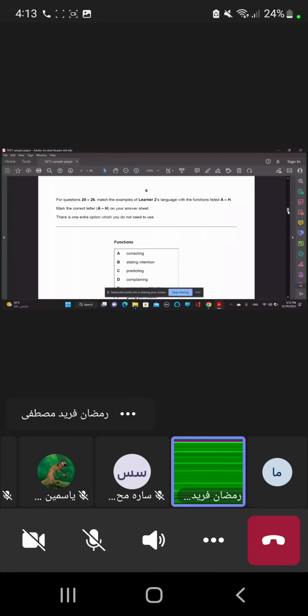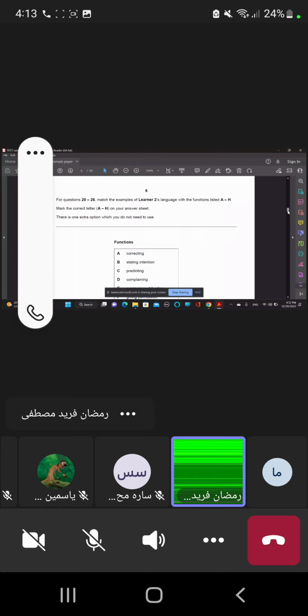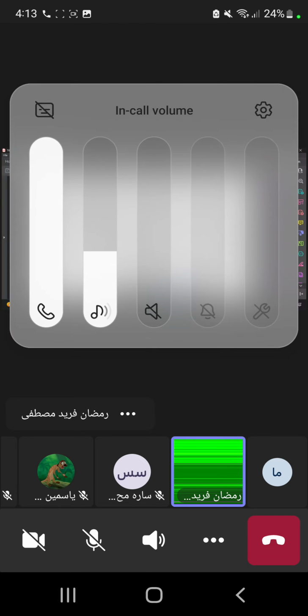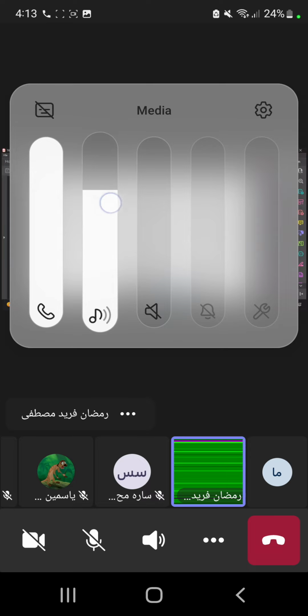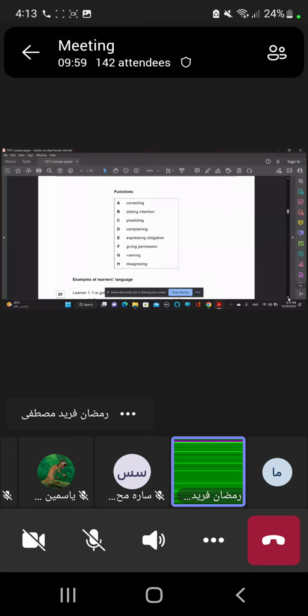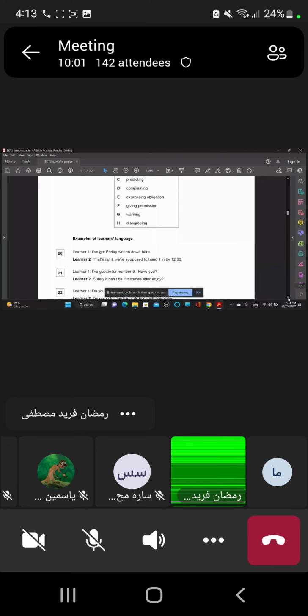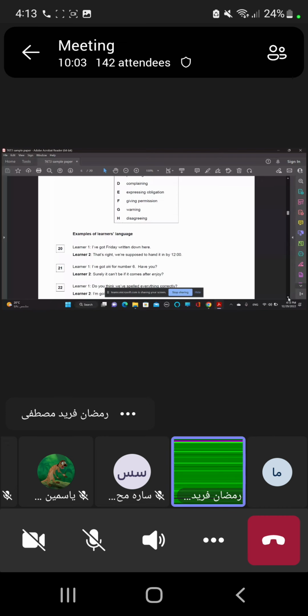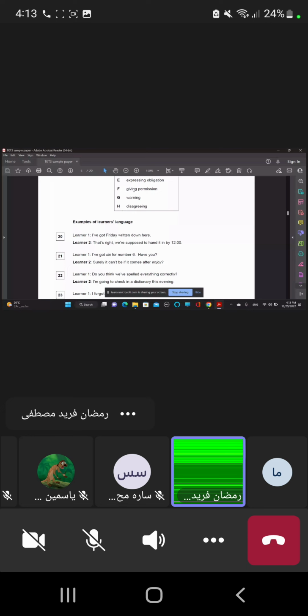To make sure that is appropriate or not appropriate. Here, for example, for questions like this: match the examples of learners' language with the functions listed A to H. I'll show you the pattern of the question, not the content. Okay, so for example here, you will choose which of these functions suits the example of learners' language.